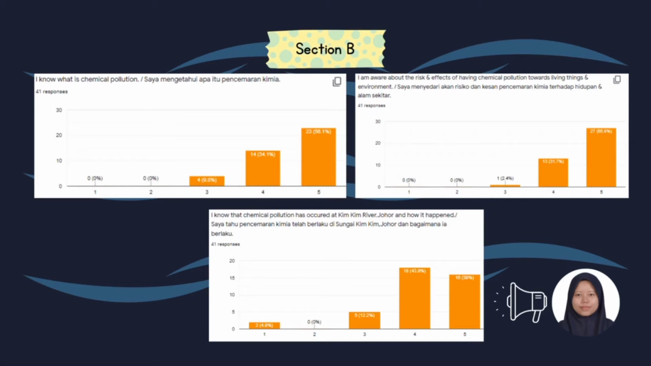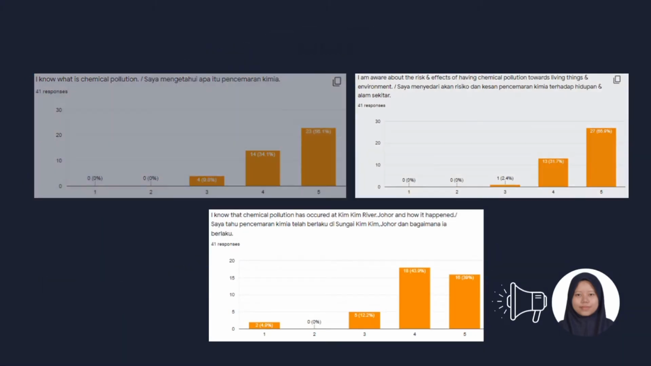For statement 3, I know that chemical pollution has occurred at Kim Kim River, Johor, and how it happened. Based on the graph, majority of respondents pick scale 4 or agree, which are 18 respondents, while another 16 respondents pick scale 5 means highly agree, 5 respondents pick scale 3, which means not sure, and the other 2 respondents pick scale 1 means not agree.